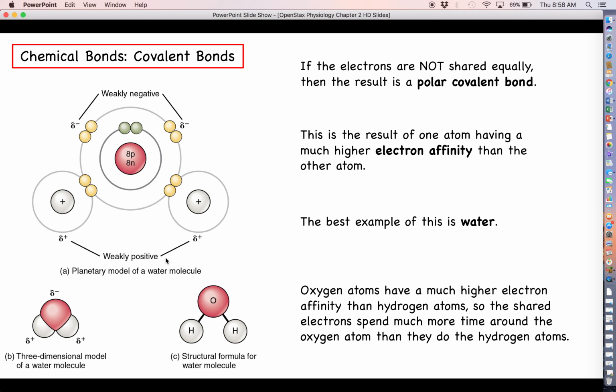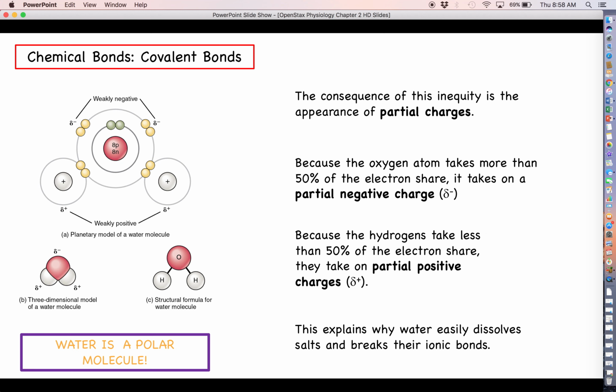So when this central oxygen atom shares a pair of electrons with one hydrogen atom and shares a pair with the other hydrogen atom, those pairs of electrons are spending a lot more time hovering around the oxygen atom than they are around the hydrogen atoms. And this is going to have a very important consequence.